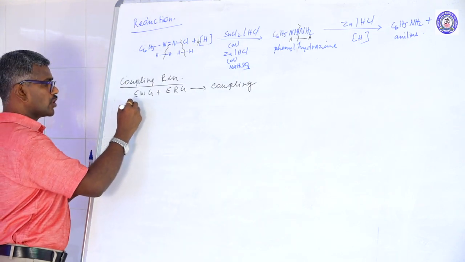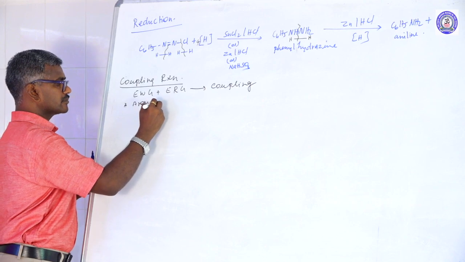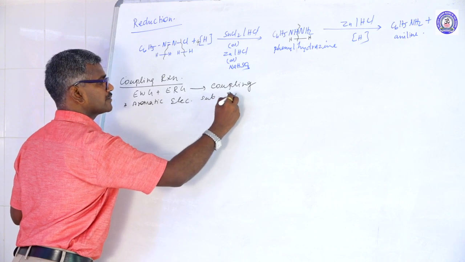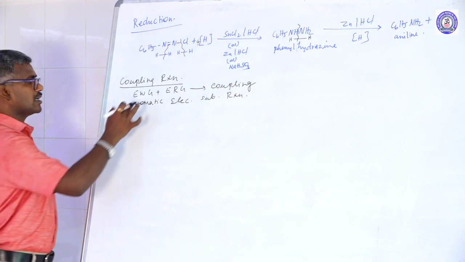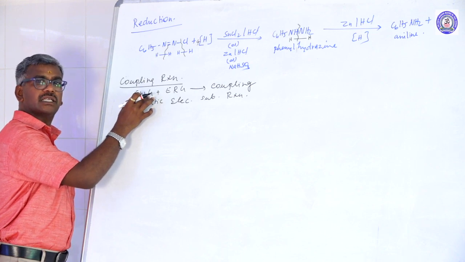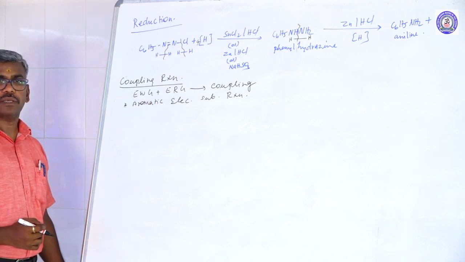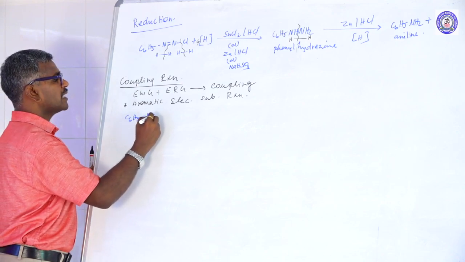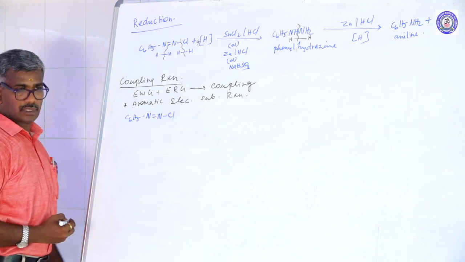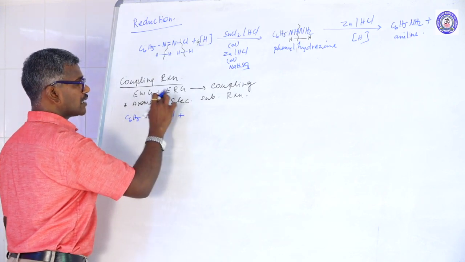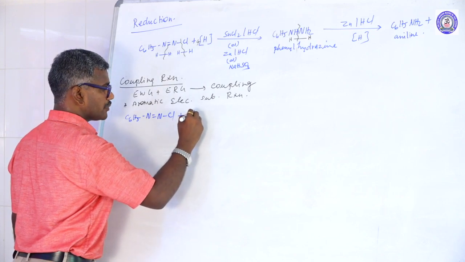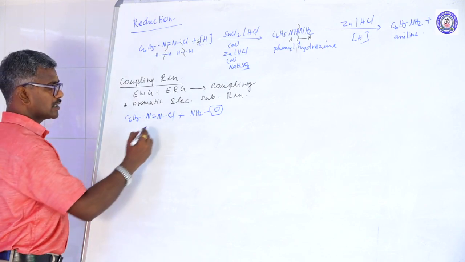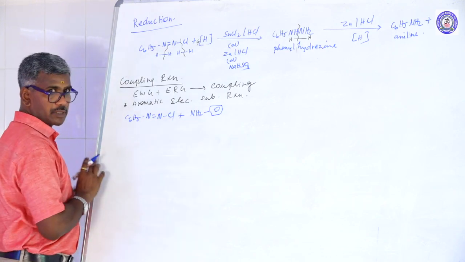This reaction follows the aromatic electrophilic substitution reaction. Which one acts as the electrophile? This compound acts as the electrophile. The electron withdrawing group is nothing but benzene diazonium chloride. For example, C6H5 N double bond N Cl reacts with the electron releasing group. What is the electron releasing group? NH2 on a benzene. Here Cl and hydrogen are removed as HCl.